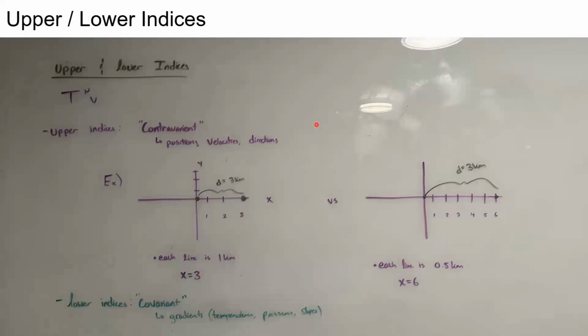Okay, now that we have this background, let's touch on the upper and lower indices, which is also touched on in the prep activity. Upper indices are called contravariant, and these are your things like positions, velocities, and directions. When you scale your coordinate system, these quantities scale the opposite way.